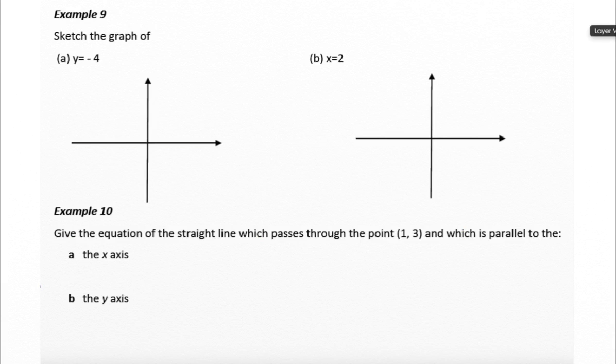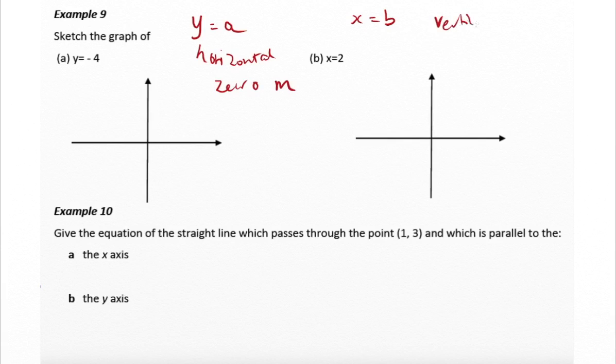Okay, so the final thing we're going to look at now are the special cases of horizontal and vertical lines. Now we've already touched on this as well in exercise 21a because we had looks at what the gradients of them are. So remembering that we've got two general equations, y is equal to a and x is equal to b. So y is equal to a is going to result in a horizontal line, which is going to have a 0 gradient, and x is equal to b is going to give us a vertical line, which is going to result in an undefined gradient.